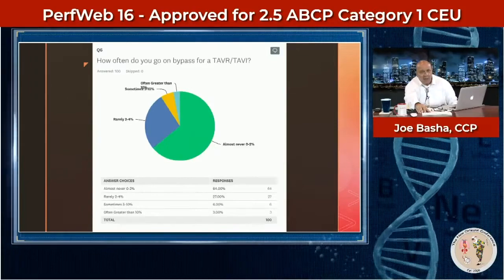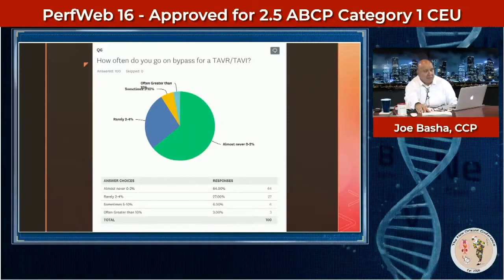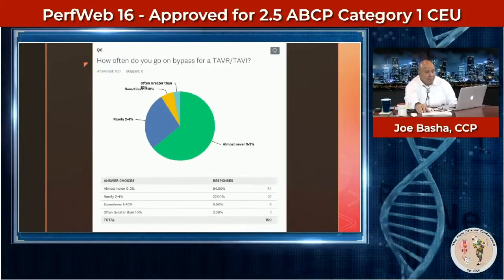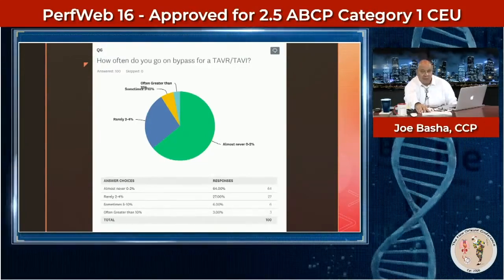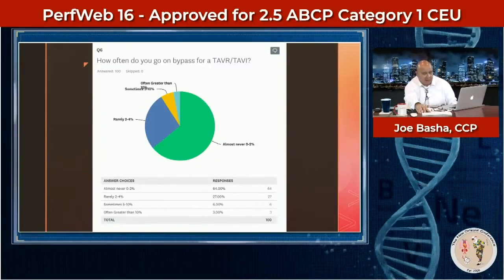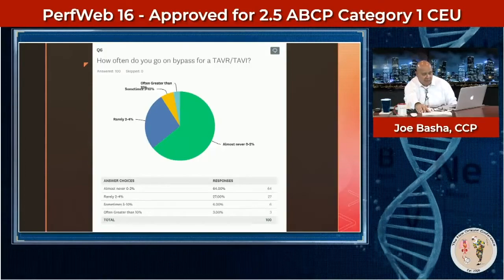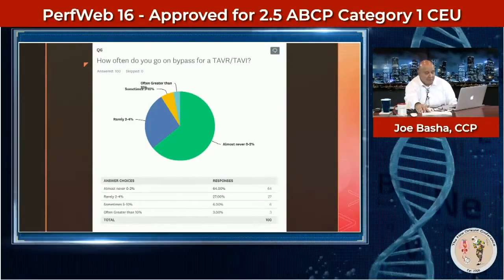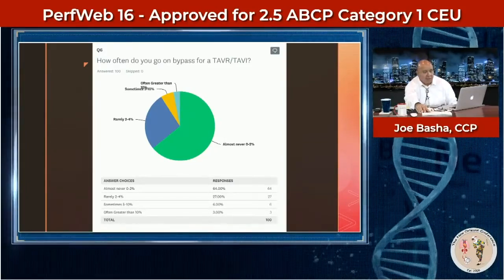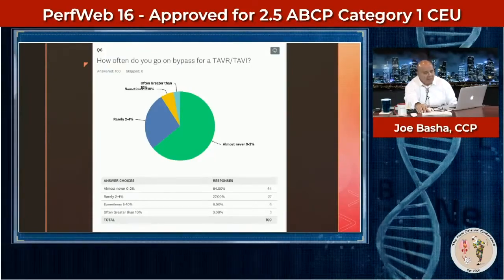And then coming over here to this slide, it's asking, how often do you go on bypass for TAVR or TAVI? Now, that's another really good question. How often are you using it? Well, almost never, which was 0 to 2% of the time, interestingly, was 64% of the responses. Rarely, 2 to 4%, was 27% of the time. Sometimes, 5 to 10%, was 6%, and more often than 10% was 3% of the time. So rarely and almost never really dominated this.